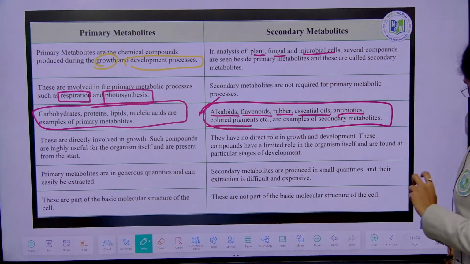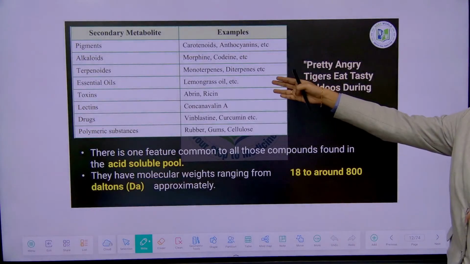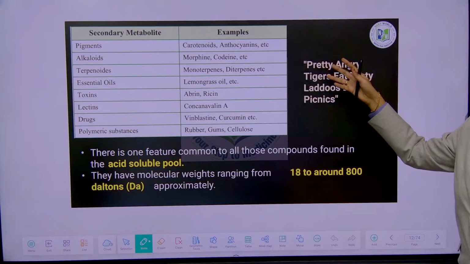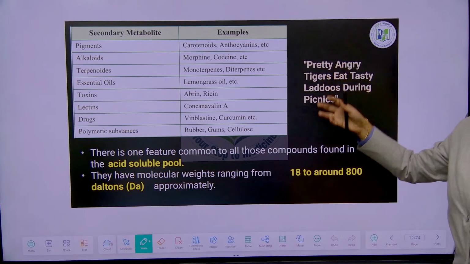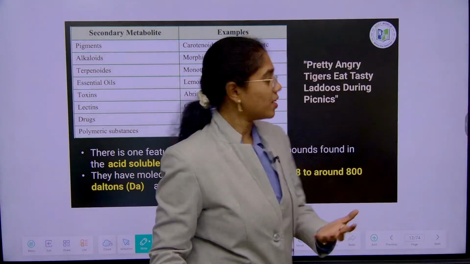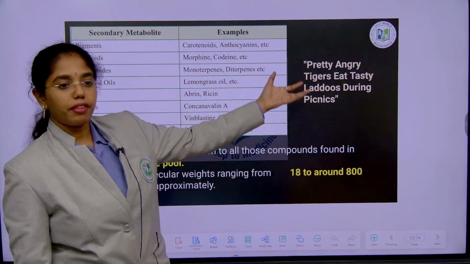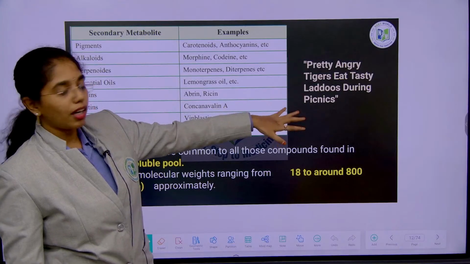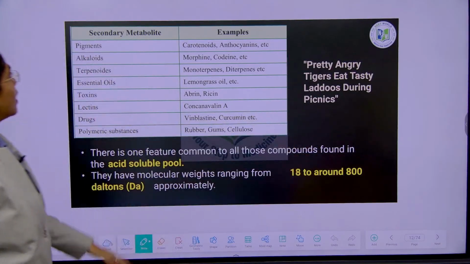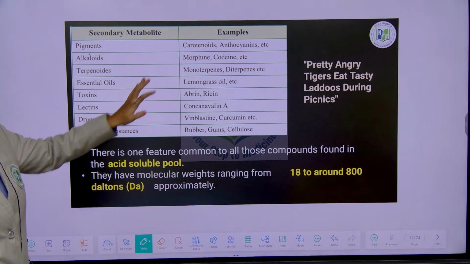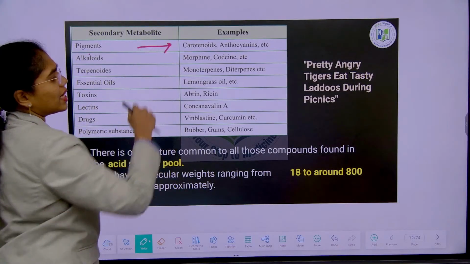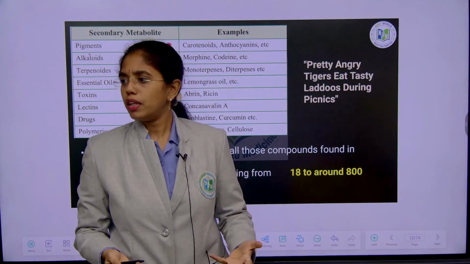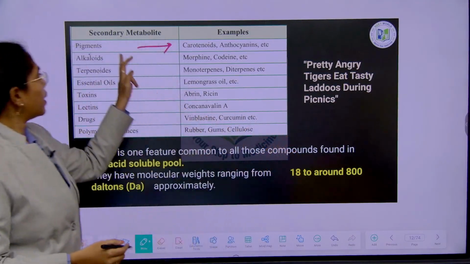Okay, and the table that is given, this one. If you are pretty good at memory, you don't need any mnemonic, but for people like me, I need some mnemonics. This is one of the funny mnemonics that I can give: Pretty angry tigers eat tasty laddus during picnics. Like P for pigments. Examples: carotenoids, anthocyanins, xanthophylls, chlorophyll, all these are pigments under P.